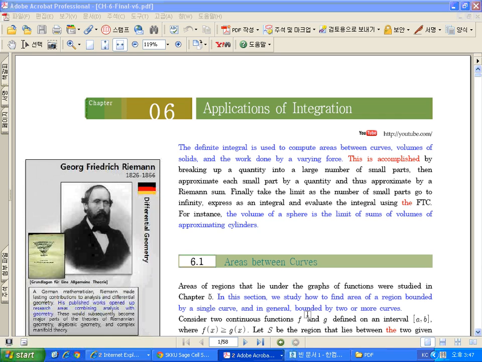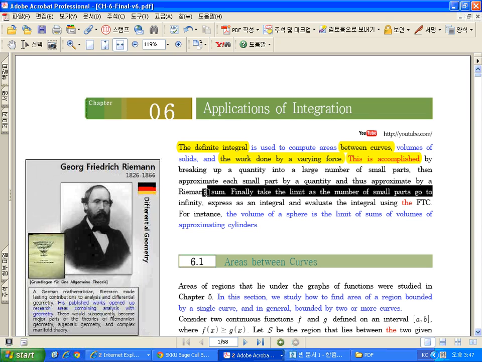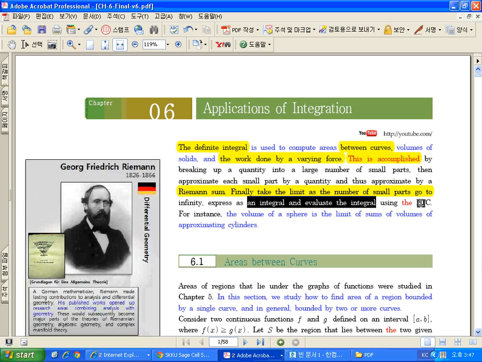Chapter 6, applications of integration. The definite integral is used to compute area between curves, volumes of solids, and the work done by a varying force. This is accomplished by the concept of the Riemann sum, and also we will use an integral and evaluate the integral using the fundamental theorem of calculus.